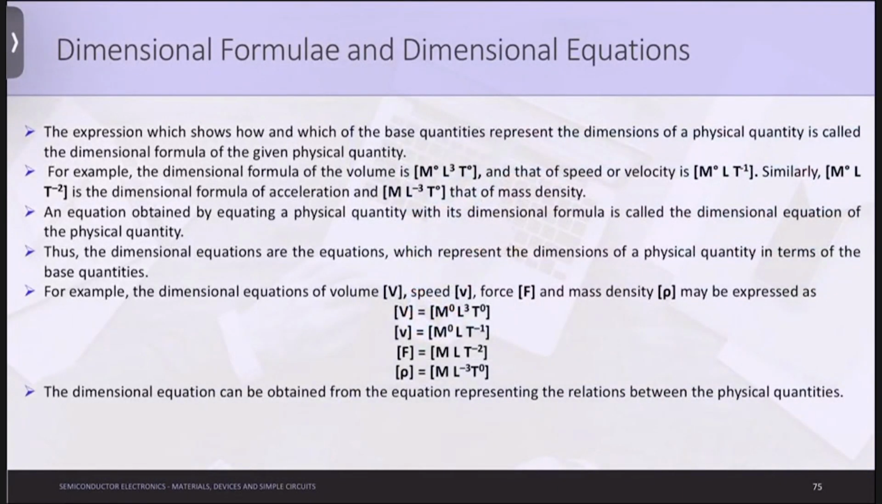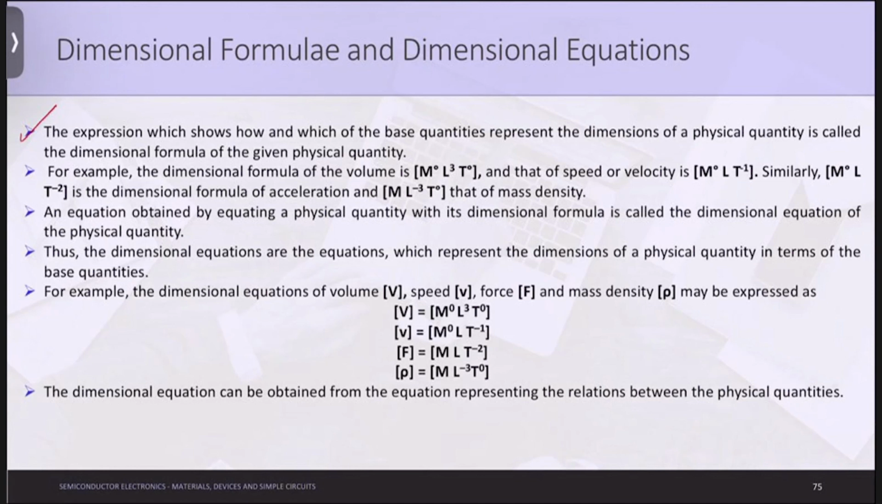The expression which shows how and which of the base quantities represent the dimensions of a physical quantity is called the dimensional formula of the given physical quantity. Everything which is written here will be explained in subsequent points. Let us see first the example.